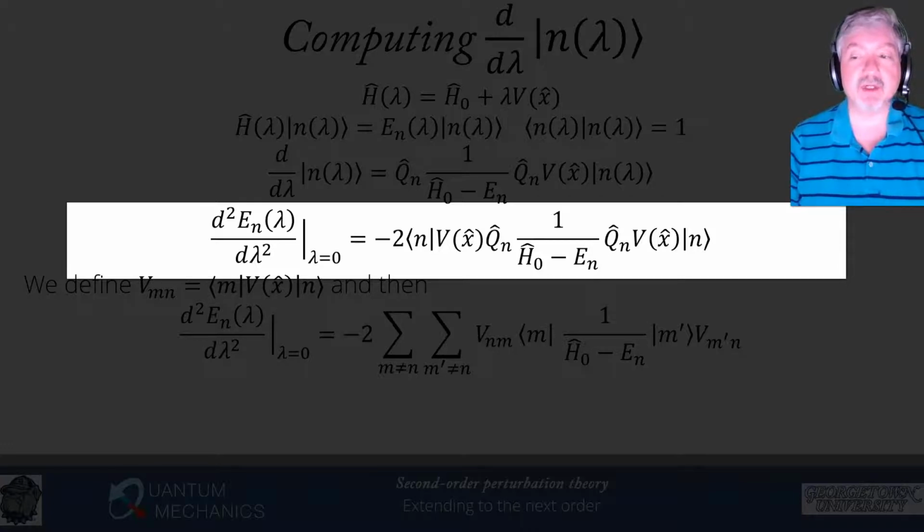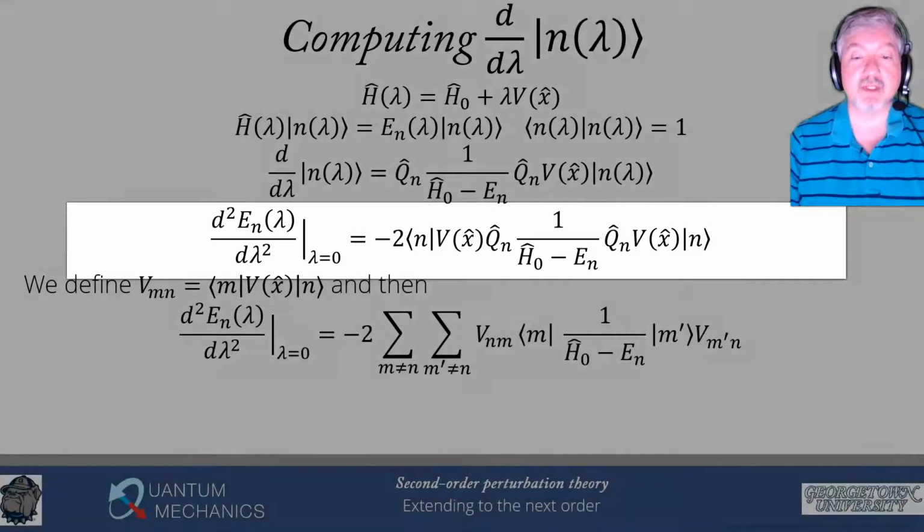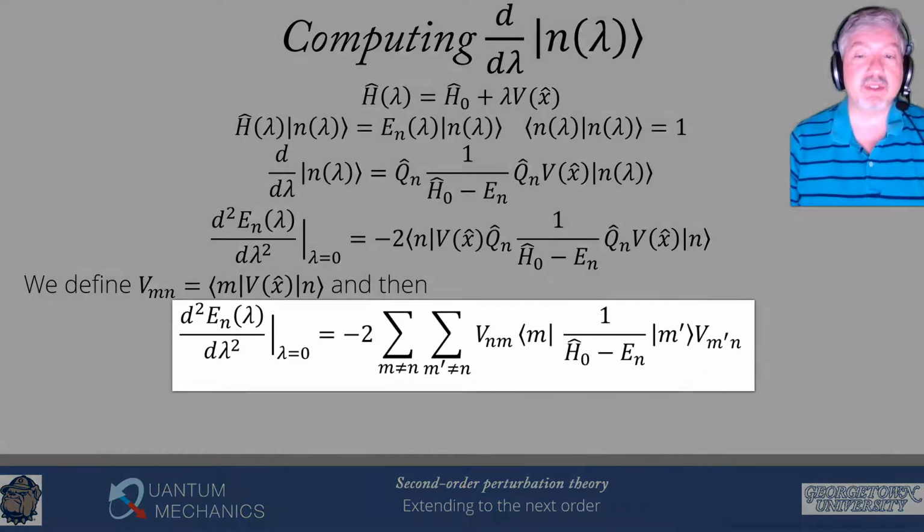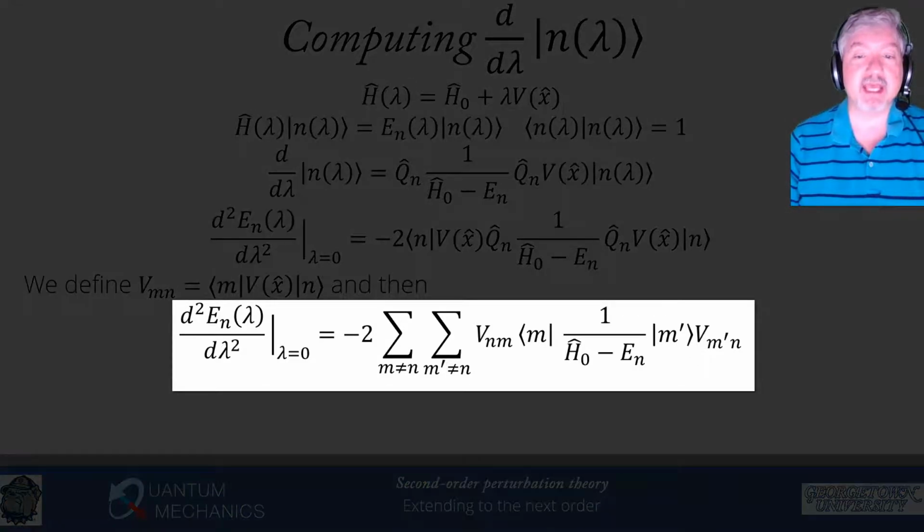And now if I substitute in what the Qn is, it's a sum over m not equal to n of the bra-ket sandwich. I'm going to substitute that in. What you're going to get is a matrix element Vnm. The middle term is going to be ⟨m| 1/(H0 − En) |m′⟩. And I'm going to have a Vm′n on the other side.